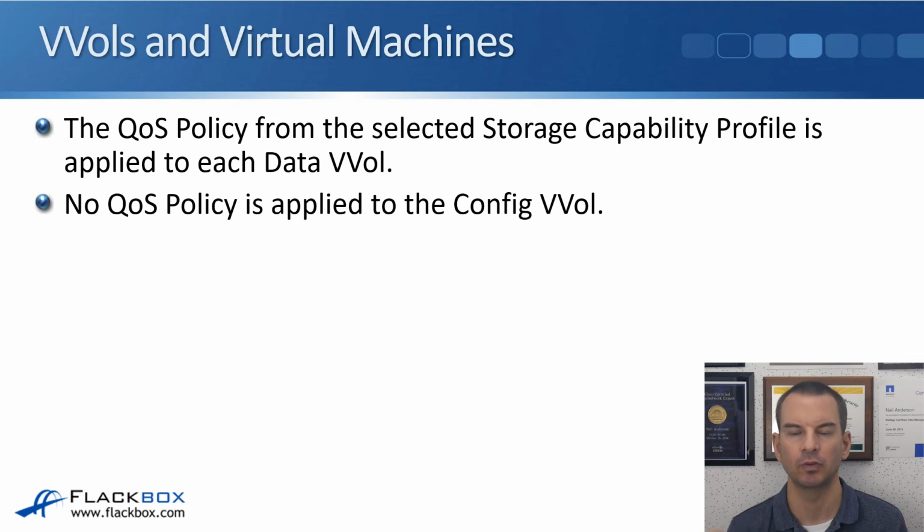And this makes sense if you think about it. It's the VMDK file, the virtual disk, which is really being used by the virtual machine. That's the one you've got all the I/O going to. The config VVol has just got metadata in there, so performance is not really a consideration for it.